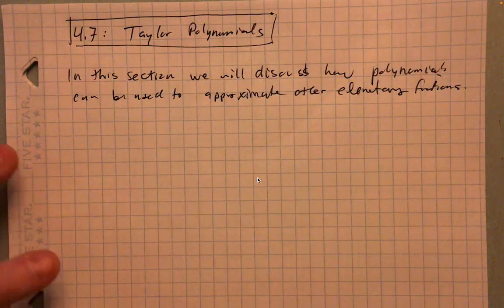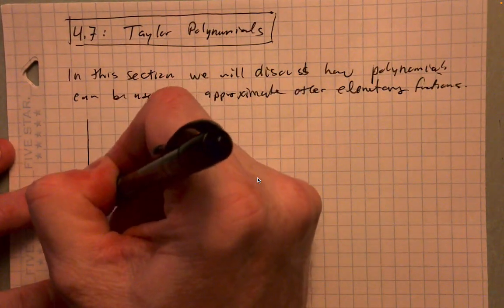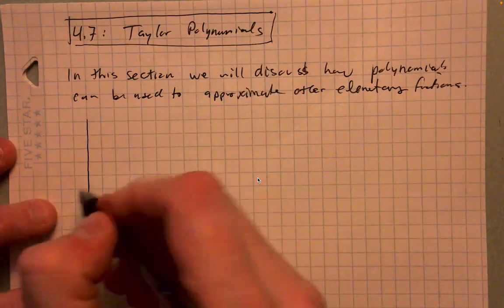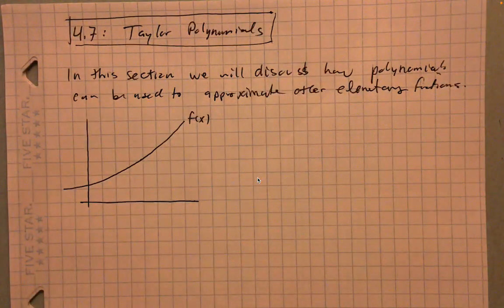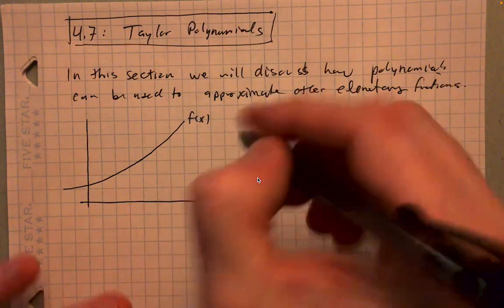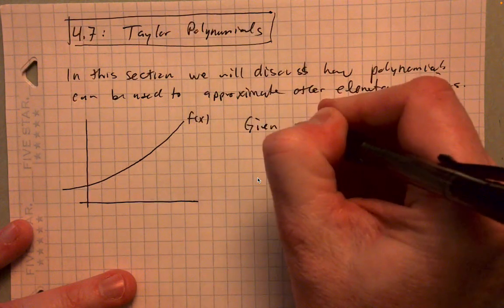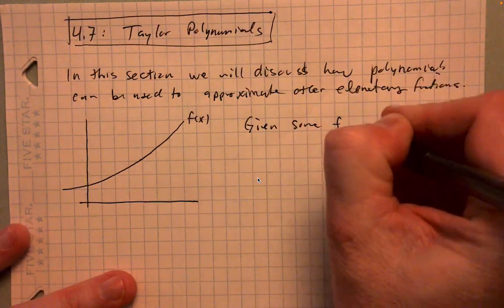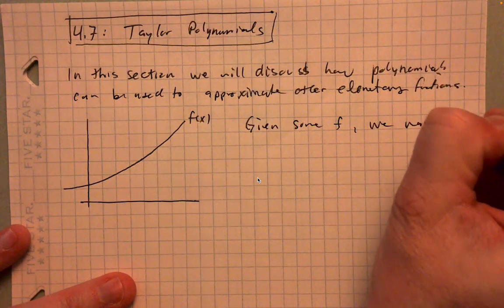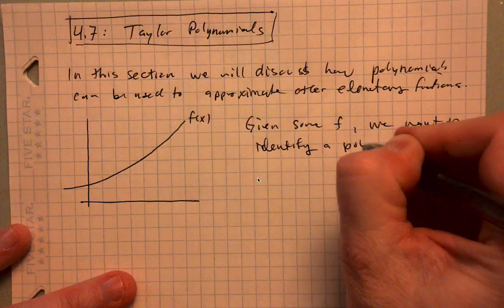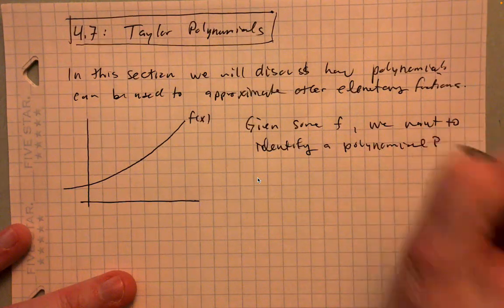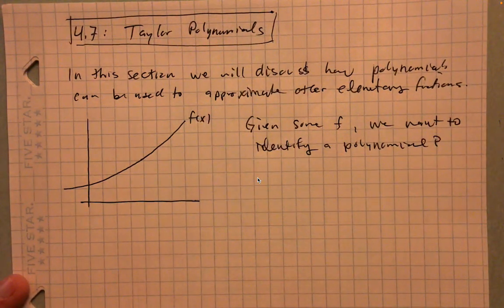So the idea here is, let's draw a picture. Maybe I have some function f of x, and what I want to be able to do is identify a polynomial that approximates f. So given some function f, we want to identify a polynomial p that approximates f.